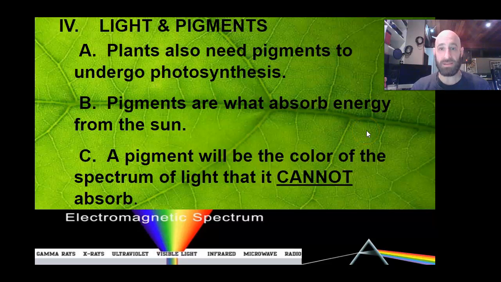So for the color that you see, for example, I'm wearing a gray shirt today, the color that you're seeing is what gets reflected by the pigment. And then the color that you don't see is what's getting absorbed. So let's talk a little bit more about that.